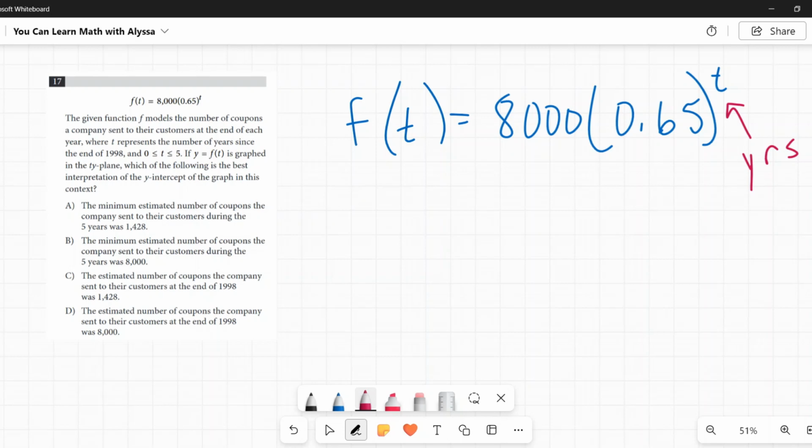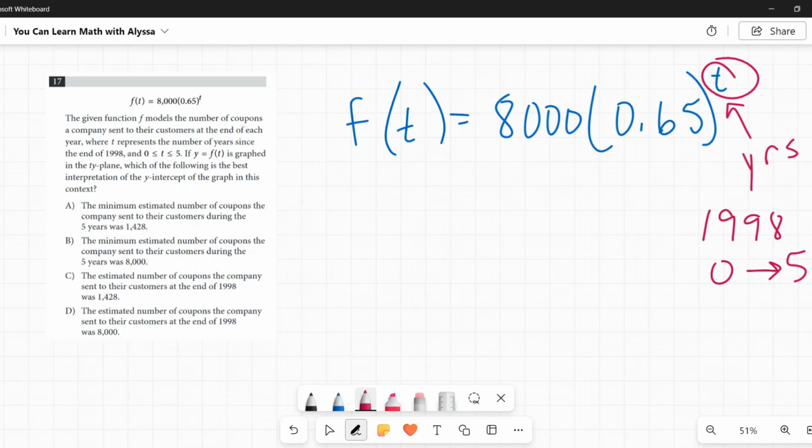So they started at the end of 1998. At the end of 1998, that was year 0. And then they did it for 5 years, because t can be from 0 to 5. That's what that means. t is greater than or equal to 0, and t is less than or equal to 5. Okay. If y equals f of t is graphed in the ty plane, which of the following is the best interpretation of the y-intercept of the graph in this context?